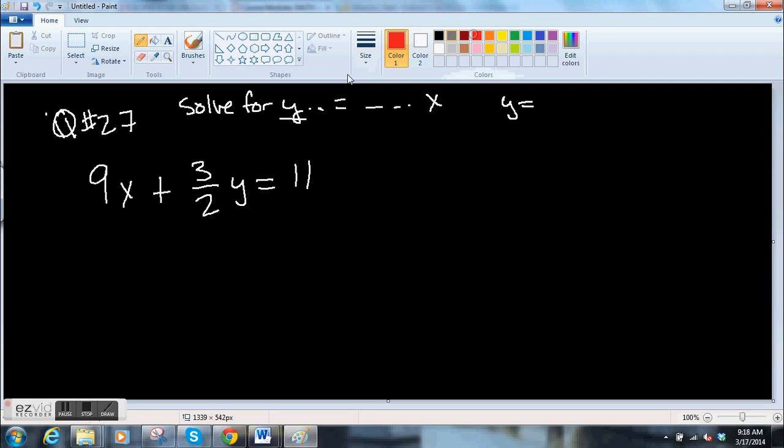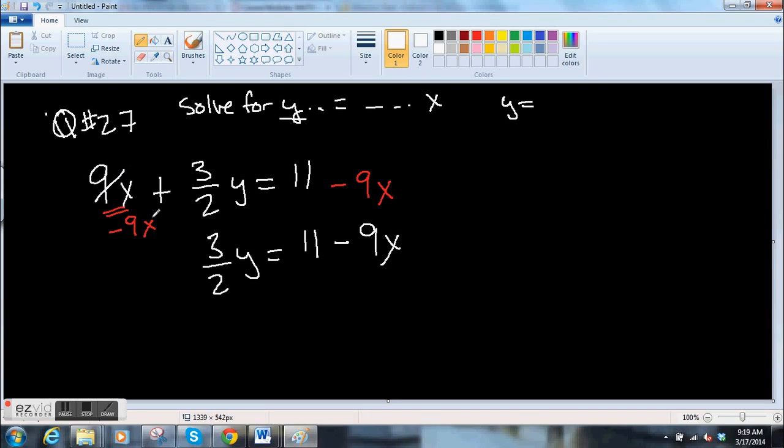We're going to do roughly the same thing we did before. So in order to get y by itself, we have this problem here, this 9x. So I subtract 9x from both sides, and that gives me 3 halves y equals 11 minus 9x. So the 9x minus 9x went away. So we're getting close. We want y by itself. So this 3 halves is a problem.